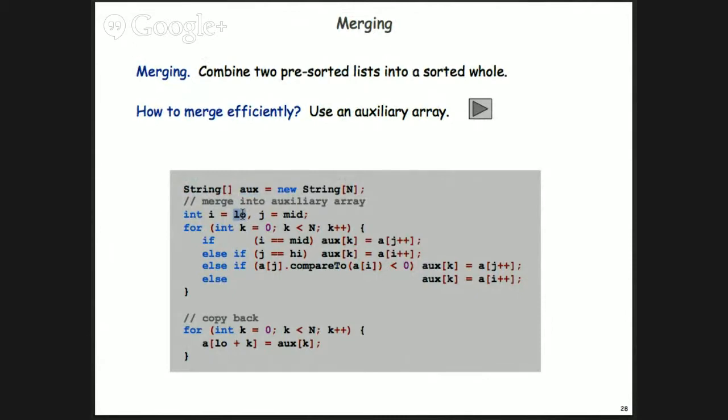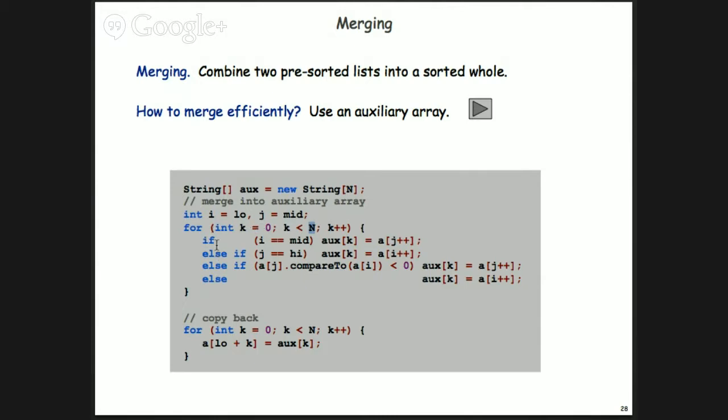Low is the first one I have to sort, the first element in the left half, and mid is the first element in the right half that I need to merge. And then I simply could do this n times. N times, I need to pick one of these two and insert it into my new array.